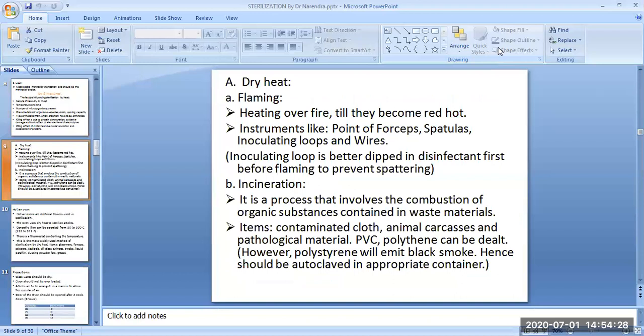Dry heat: flaming. Heating over fire until they become red hot. Instruments like points of forceps, spatulas, inoculating loops and wires. Inoculating loops are better dipped in disinfectant first before flaming.